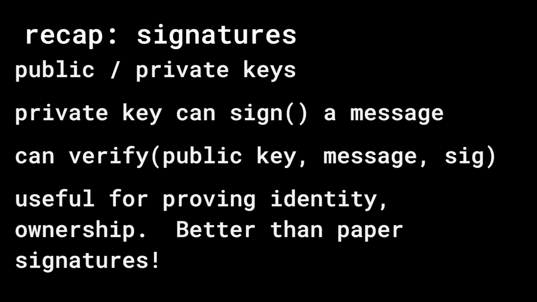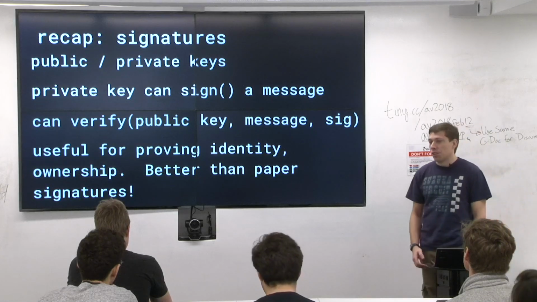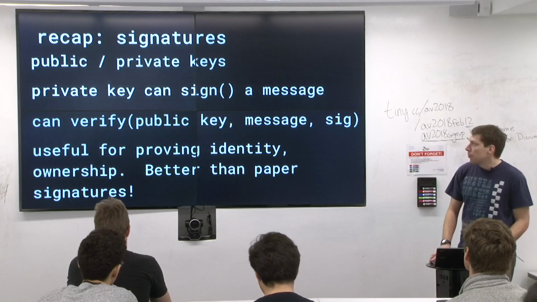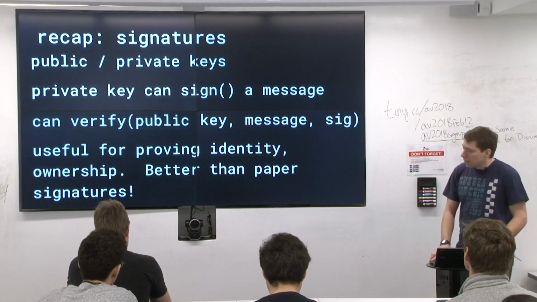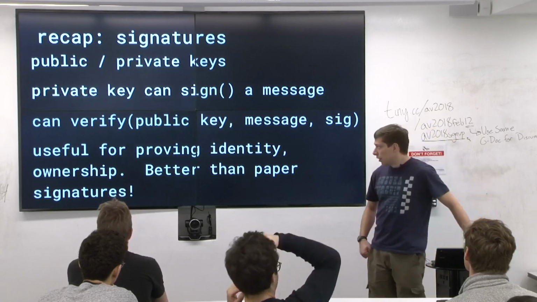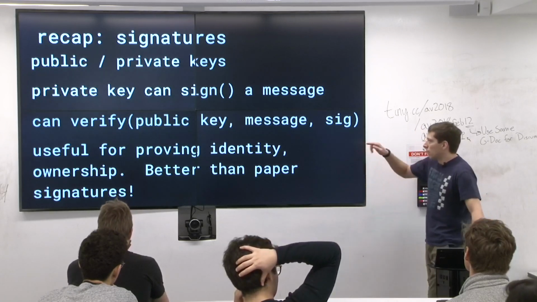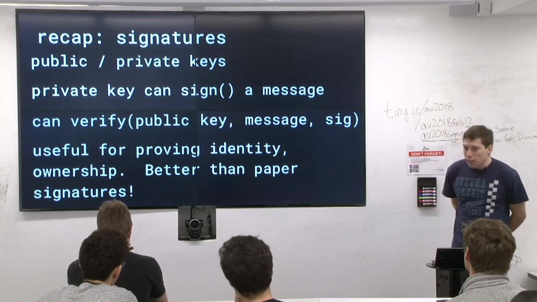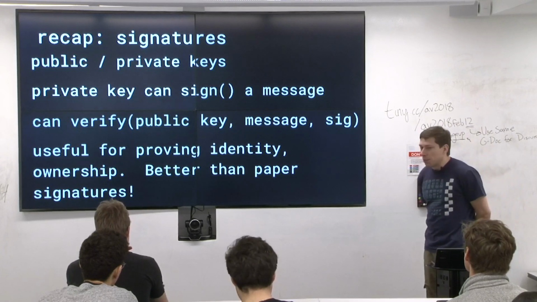Quick recap on signatures that I think you got the idea from the homeworks, from the lectures. You have these public and private keys. This key pair where you generate the private key, you distribute the public key. The private key can sign a message, and anyone can verify given the triple, public key, message, signature. This is useful for lots of things, providing identity, ownership, all sorts of things.